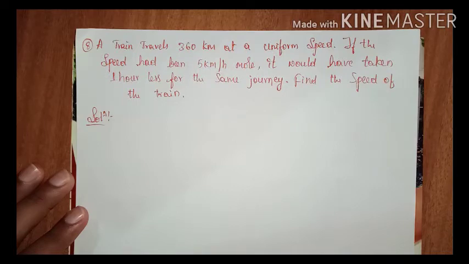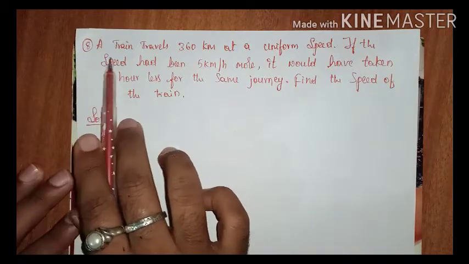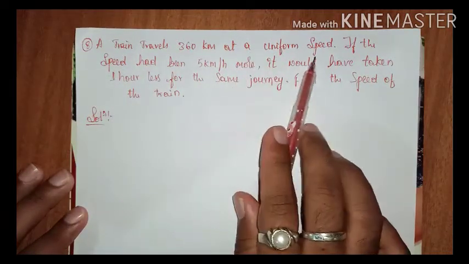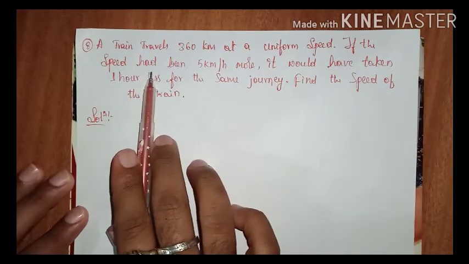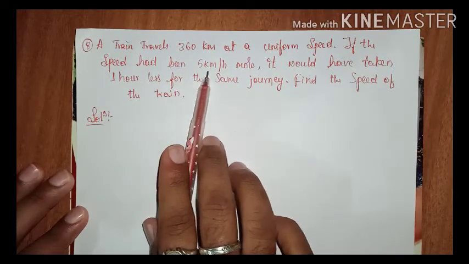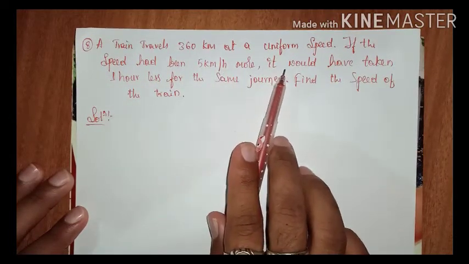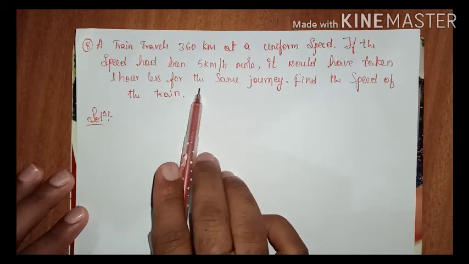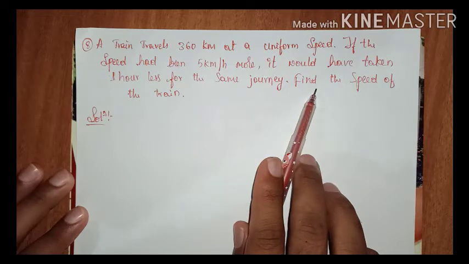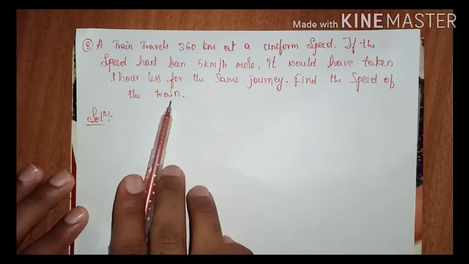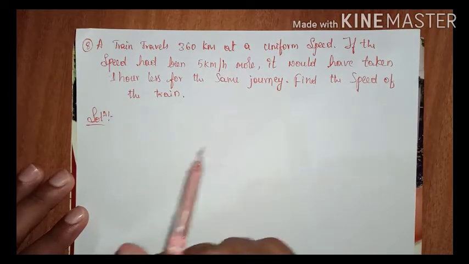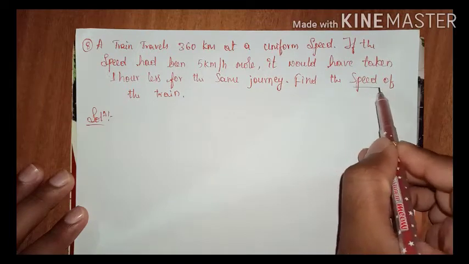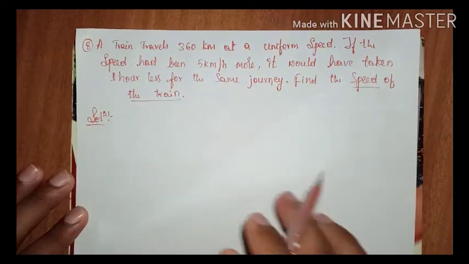Quadratic equation, exercise 4.3, 8th main question. A train travels 360 kilometers at a uniform speed. If the speed had been 5 kilometers per hour more, it would have taken 1 hour less for the same journey. Find the speed of the train. So here the question is clear. We have to find out the speed of the train.